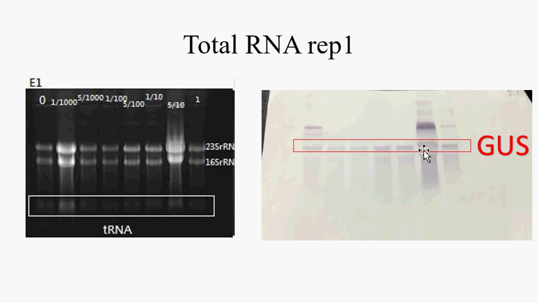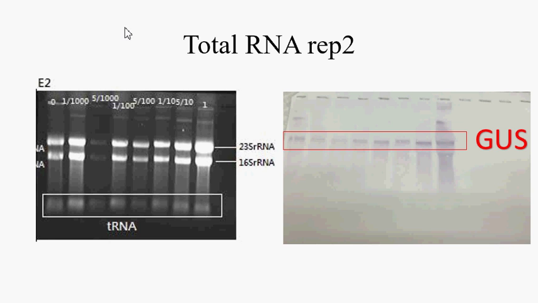Here is the GUS RNA. And we can see that when the IPTG concentration gets bigger, the band seems darker. The northern hybridization result is more accurate than the electrophoresis fluorescence.